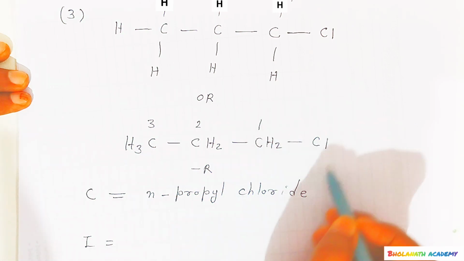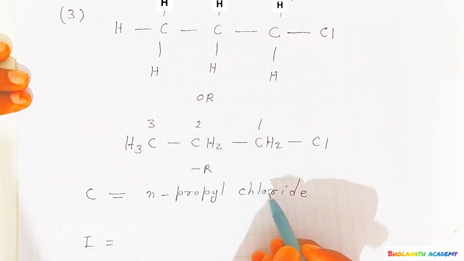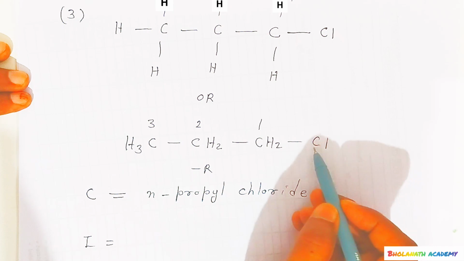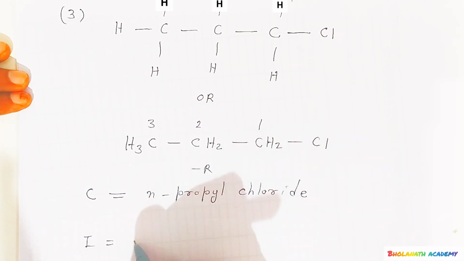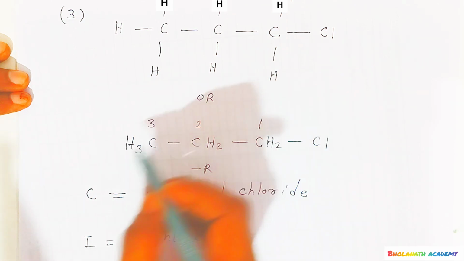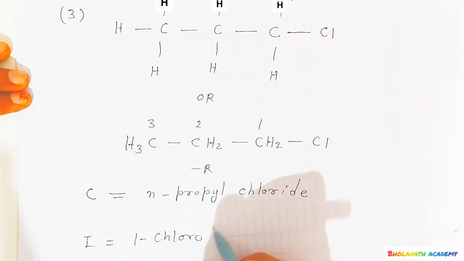So students, we will name the halogen first, haloalkane. To which carbon is it attached, students? Carbon number 1. So we will write 1-chloro, and the parent is what? It is derived from propane. So we will write 1-chloropropane.